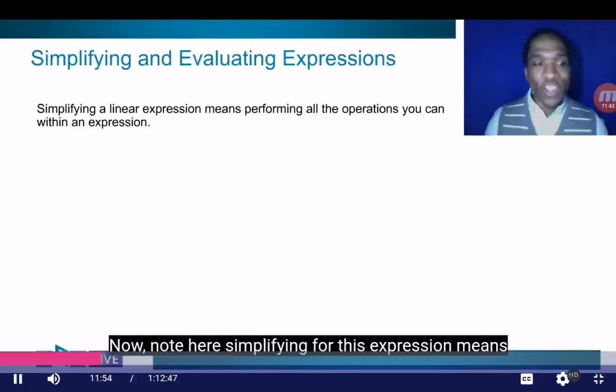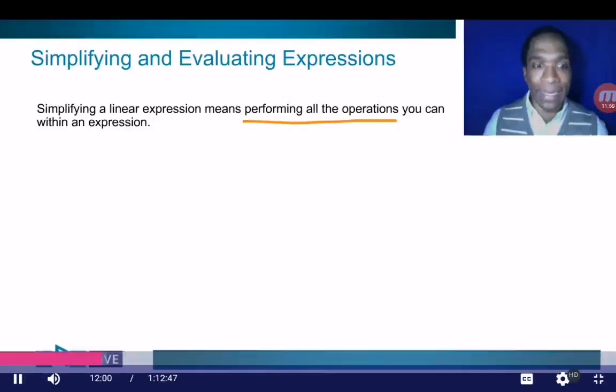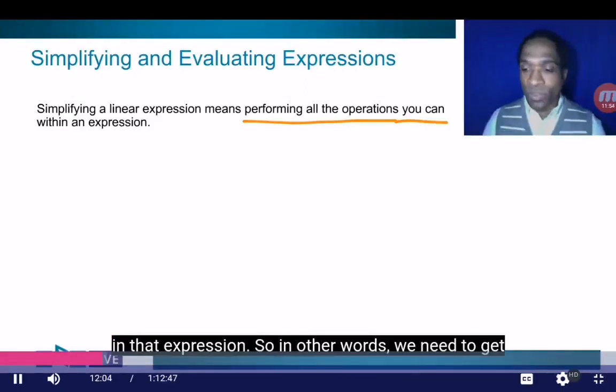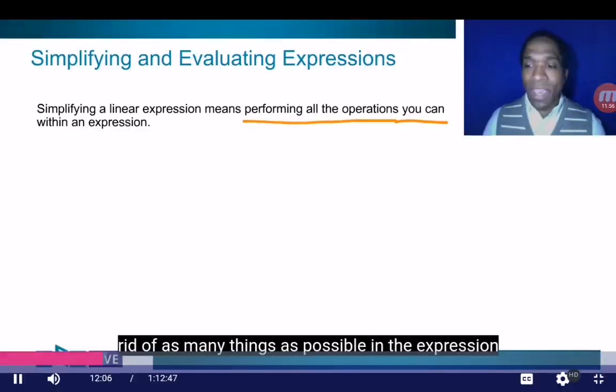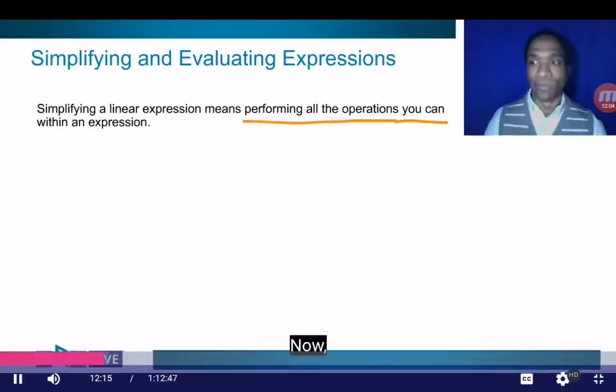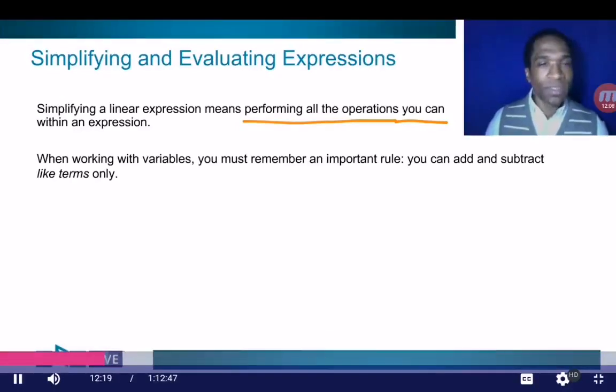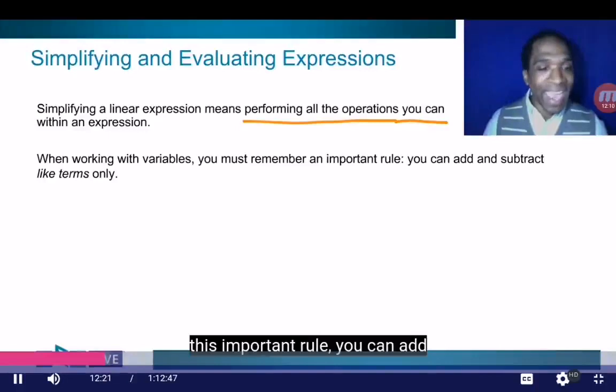Now, note here, simplifying for this expression means performing all the operations you can in that expression. So in other words, we need to get rid of as many things as possible in the expression by combining and canceling terms when possible. Now, here's what we should think about when doing this. This important rule: you can add and subtract like terms only.